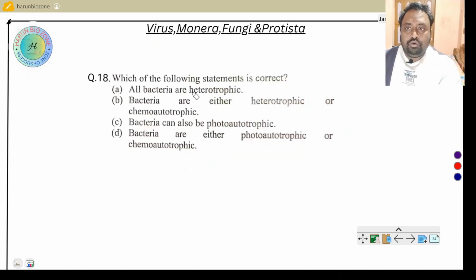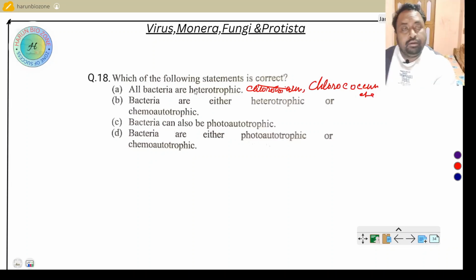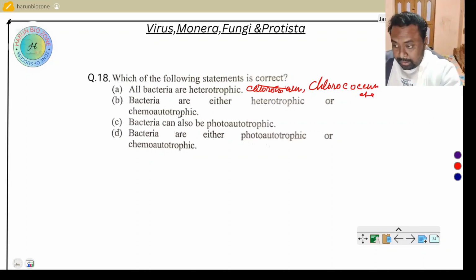Next question: which of the following statements is correct? All bacteria are heterotrophs? Not all bacteria; some bacteria like Chlorobium, Chlorococcum, blue-green algae, etc., are autotrophs. Bacteria are either heterotrophic or chemoautotrophic.